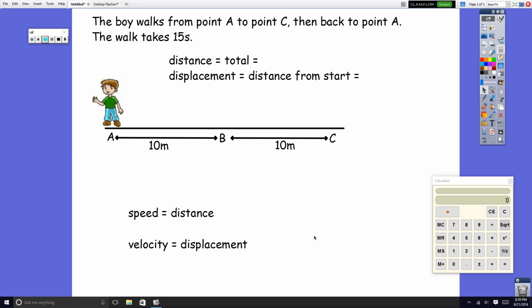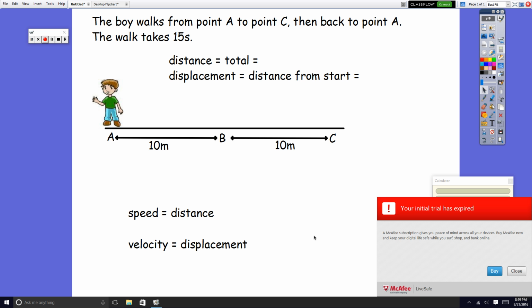Alright, here's a quick refresher on distance, displacement, and how it relates to speed and velocity. First of all, distance is the total motion of an object. It's how far you walked, how far the car has traveled, how far the object has moved. It's always a total.